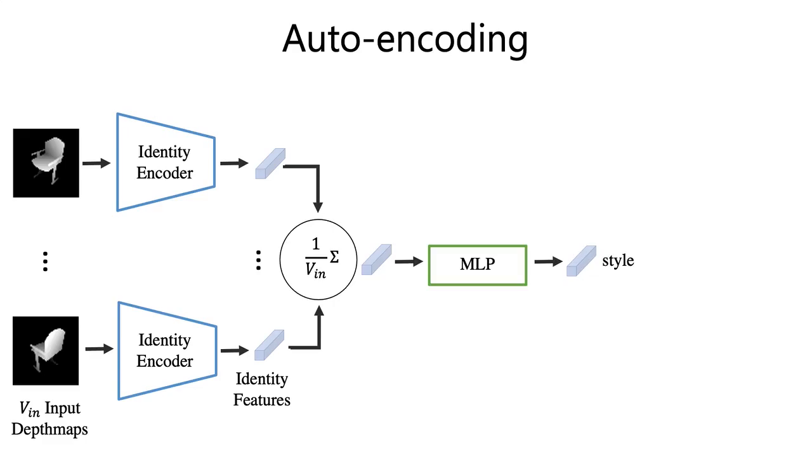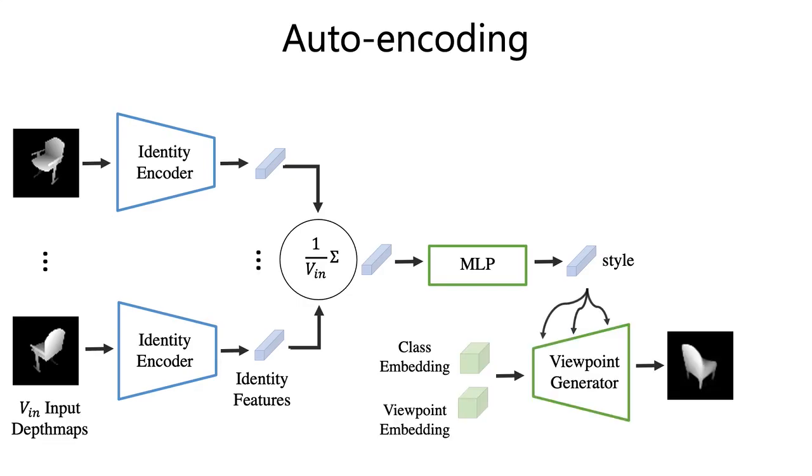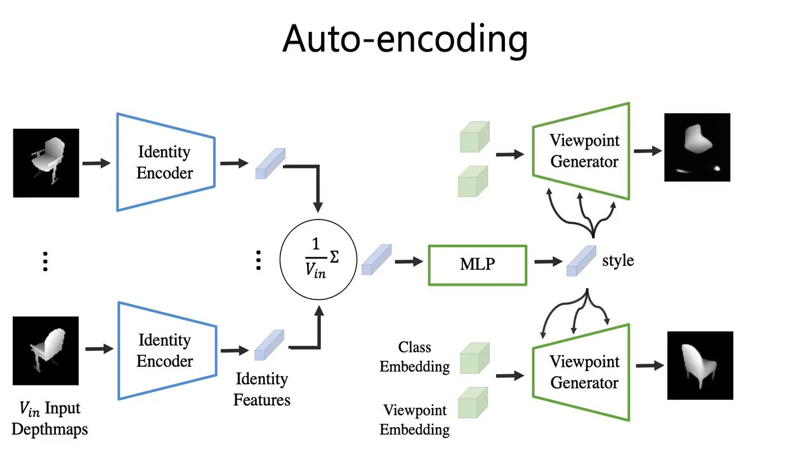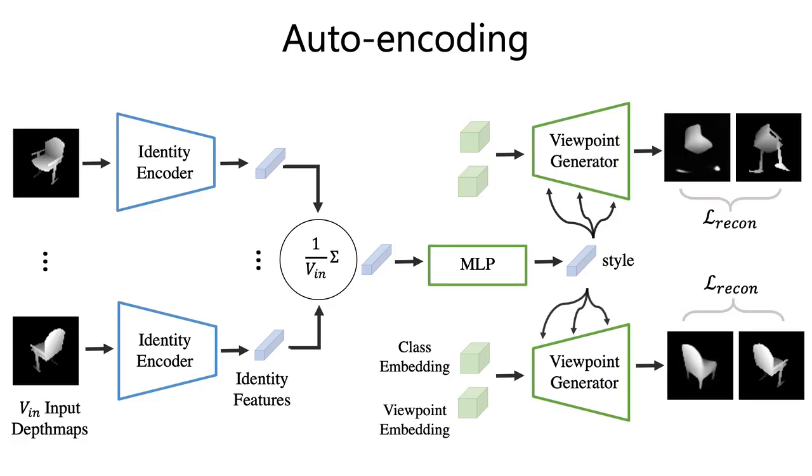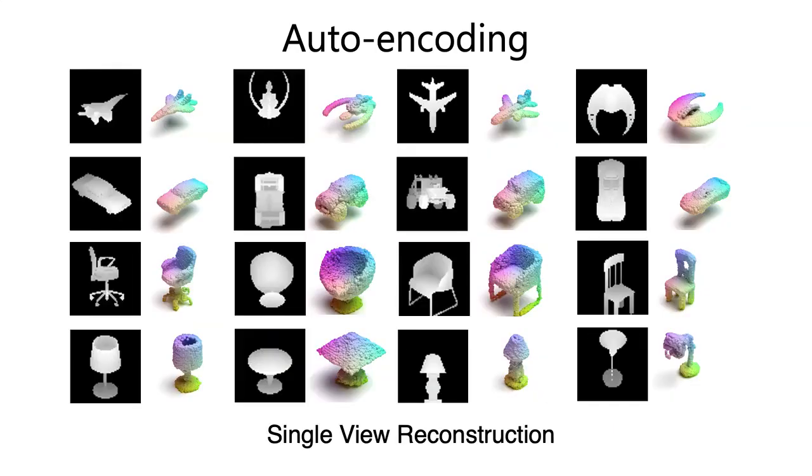For decoding, we convert this latent representation to a style vector using a multi-layer perceptron. This style vector is combined with viewpoint embedding to generate a depth map. We compute depth maps from multiple viewpoints, and then we finally compute an L1 reconstruction loss.